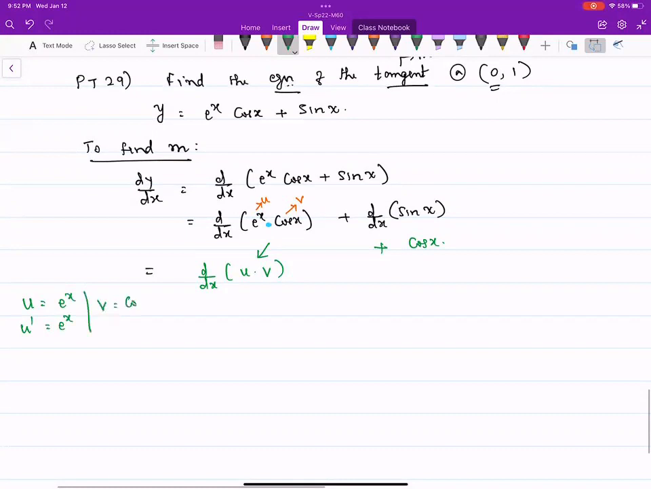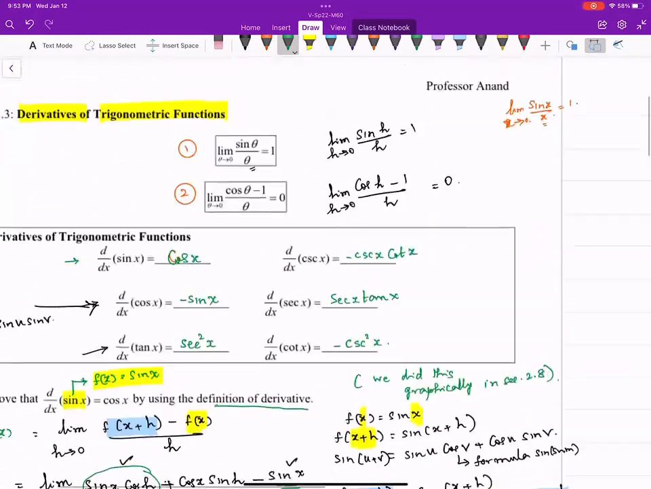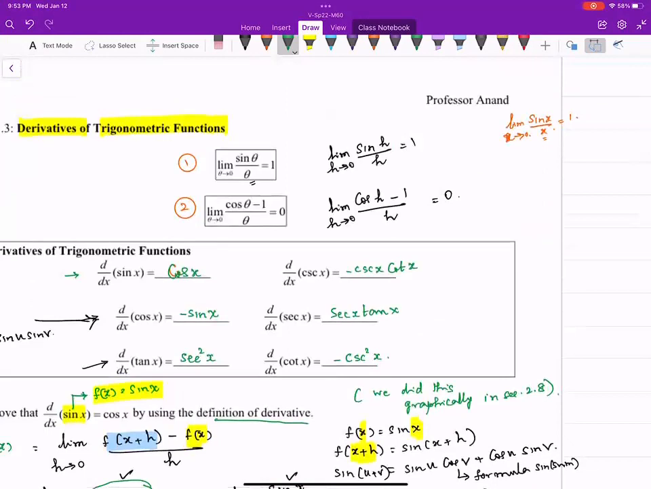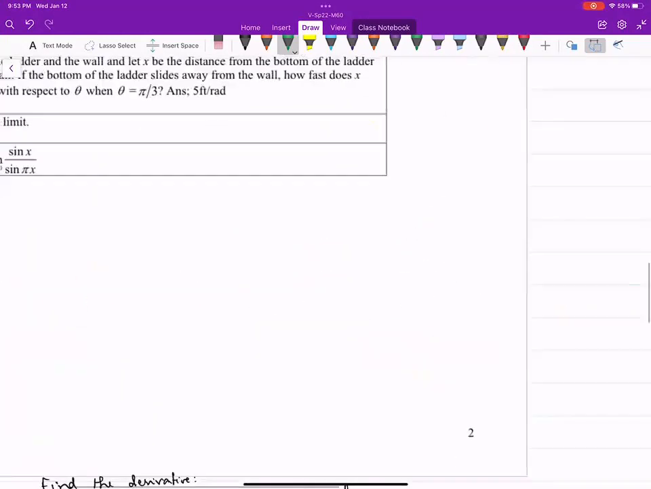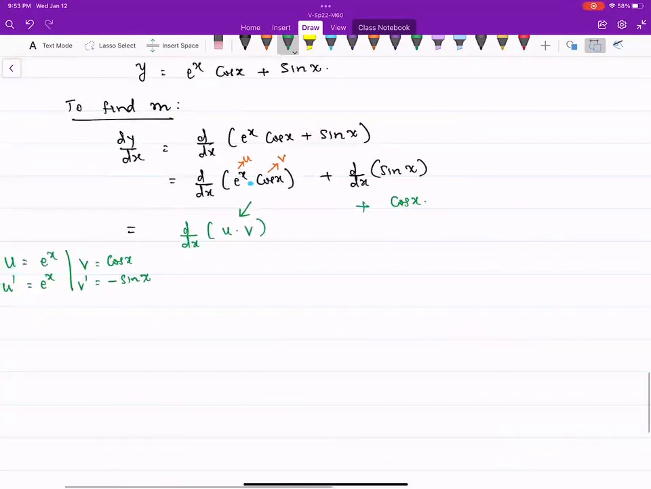V is cosine x. What is the derivative of cosine x from the table? That is negative sine x. So you have to kind of memorize that table. So we know all of it.